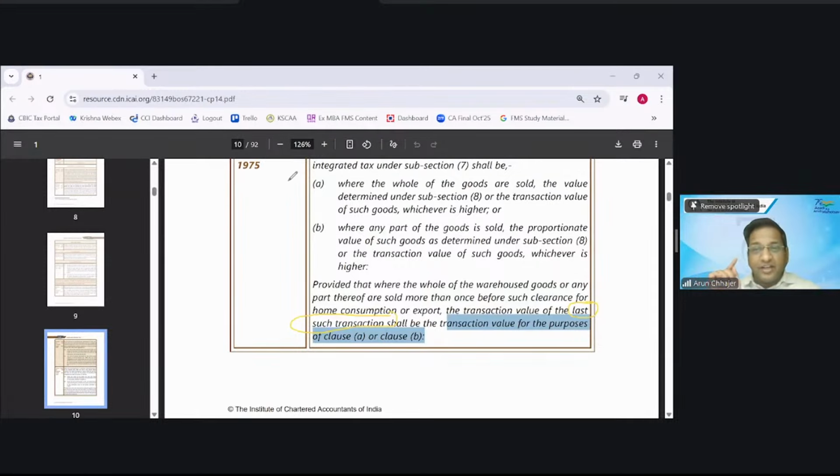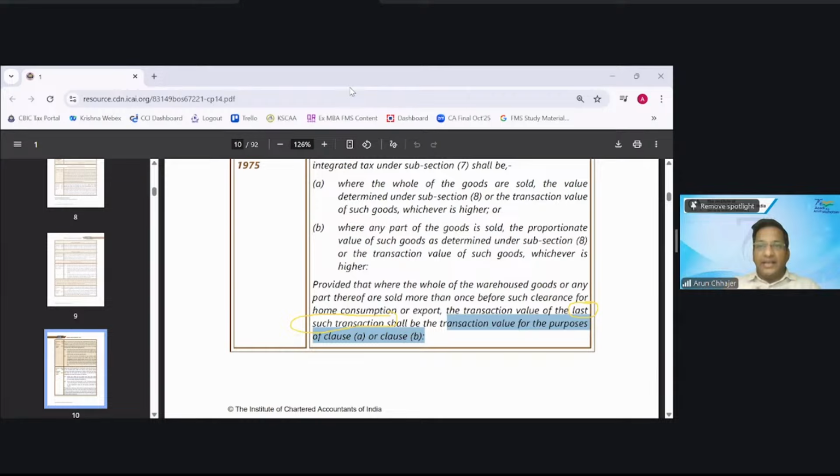So, entry number 8, clause A, sale of the warehouse goods before filing the bill of entry for home consumption. Will it be taxable? If something falls under the schedule 3, will it be taxable? No, it will not be taxable. And the customs provision says that on the last entry, who is filing the bill of entry for home consumption, the recipient will have to pay the tax.